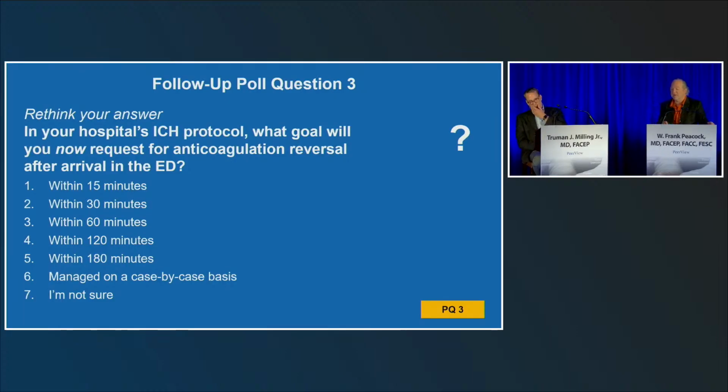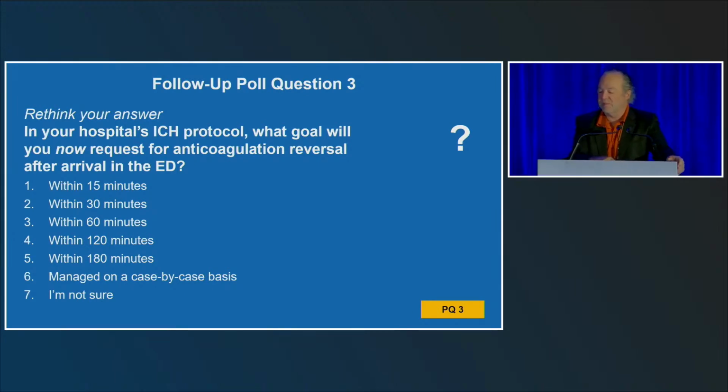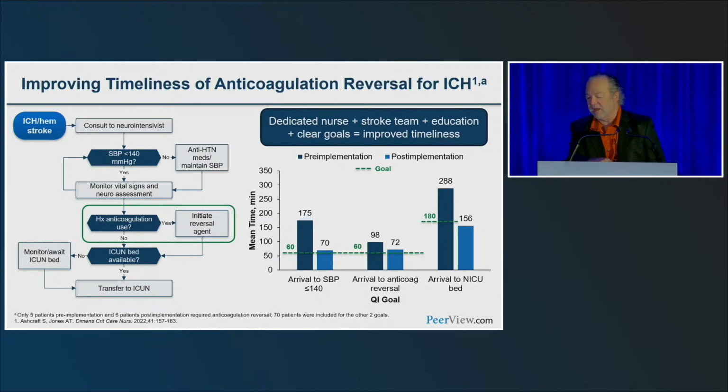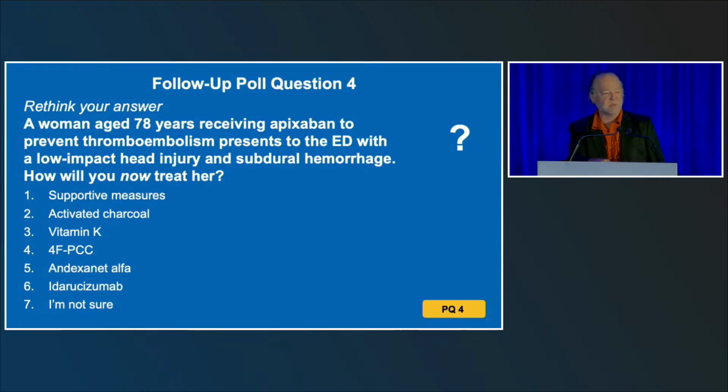A 78-year-old lady receiving apixaban for thromboembolism prophylaxis presents to the emergency department with a low-impact head injury and a subdural hemorrhage. How will you now treat her? Supportive, charcoal, vitamin K, 4-factor, andexanet, idarucizumab, I don't know. The problem is there's more than one right answer here, and the reason is one always counts. Supportive measures are always important, and you should do them. And this is her subdural, and that's enormous.